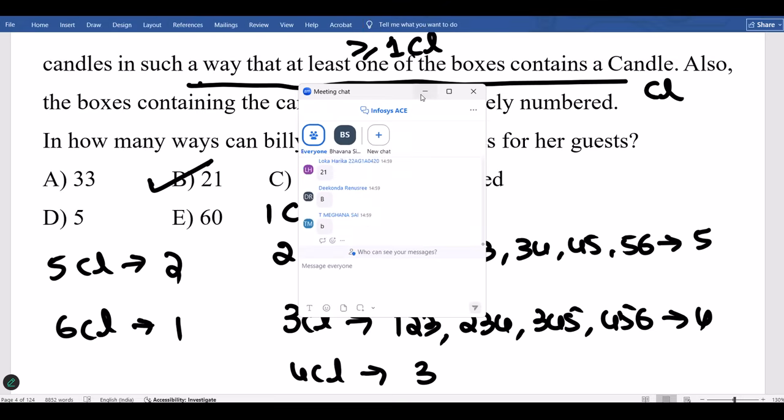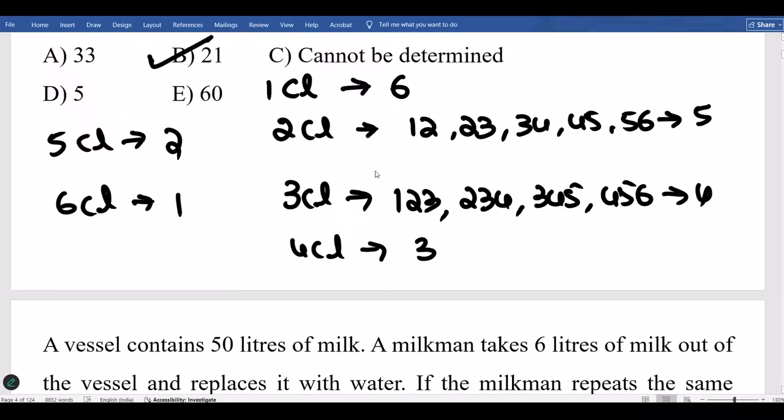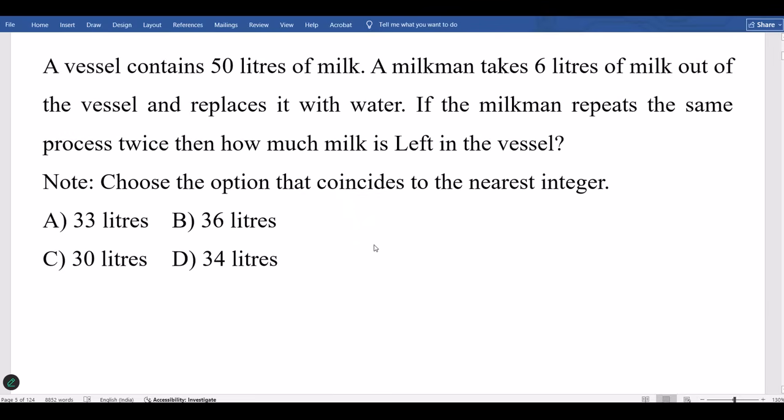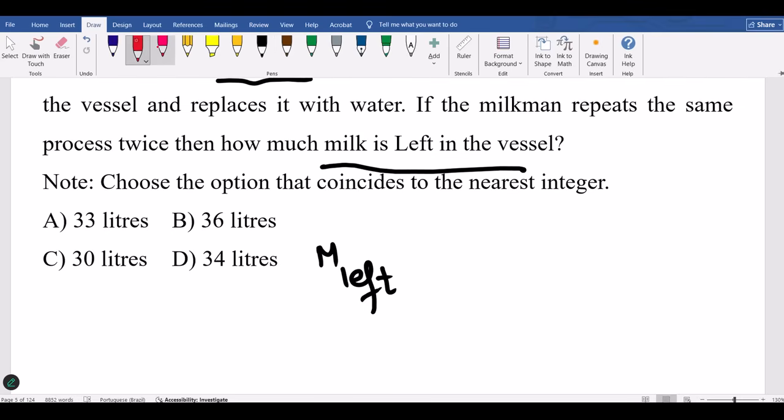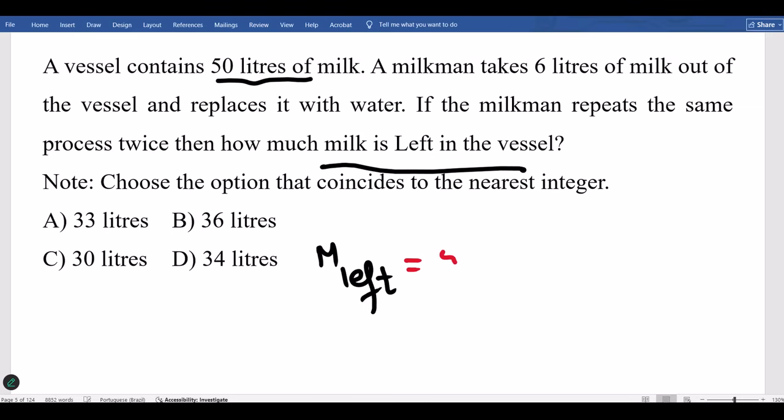Excellent. Now see this mixtures and alligation question. Initially you have 50 liters of milk, and after removal and replacement, what is the milk left? See, there is a shortcut to handle this type of question. Initial milk is 50 liters.